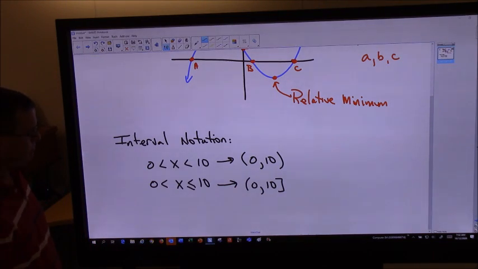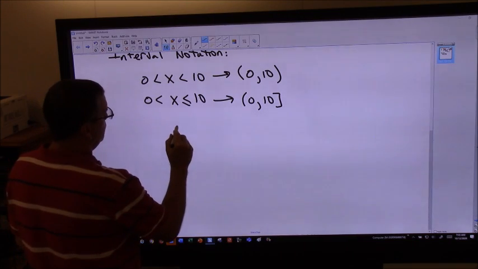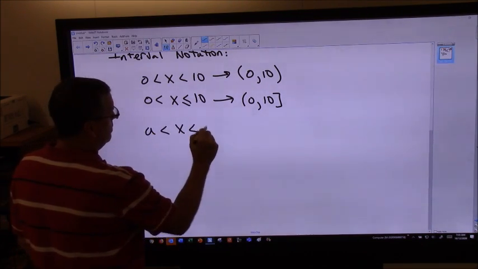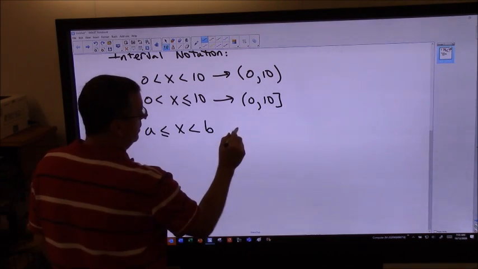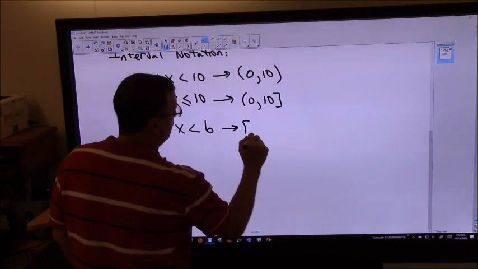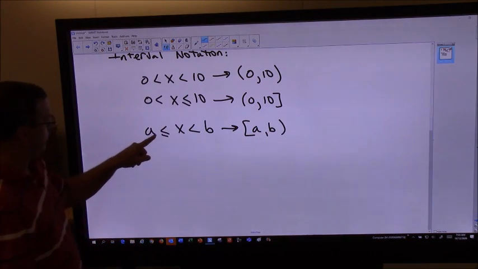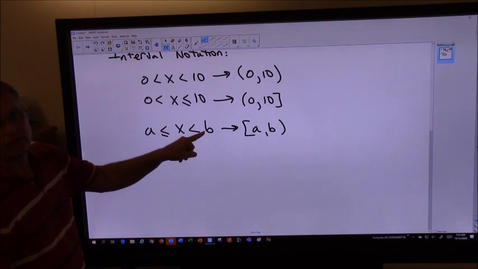Okay? So in general, what we say is if x is between a and b, and I'll put an equal sign here this time, then this is the interval from a to b, and a gets a bracket because we're including the number on this side, b gets a parenthesis because we're not including it.